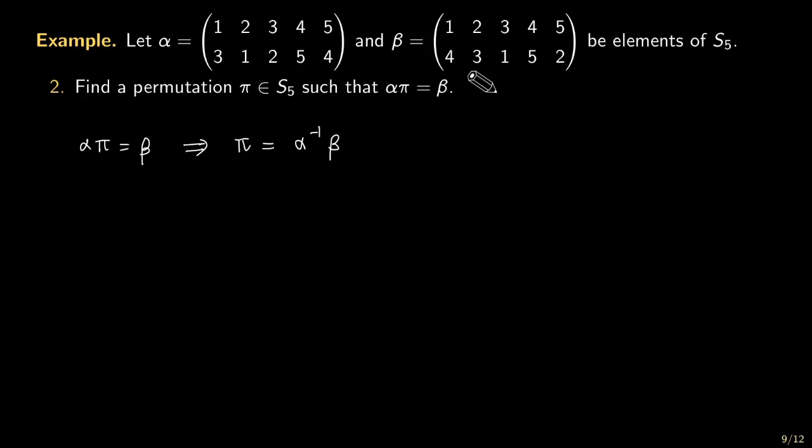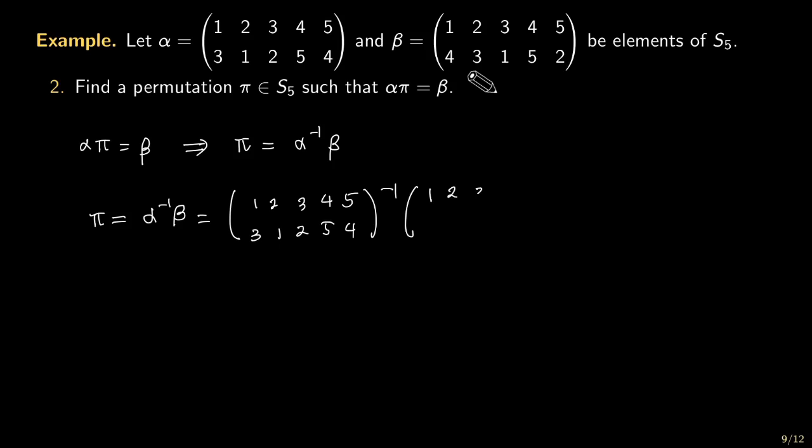So we have to get alpha inverse. So this is alpha inverse. So let me just write alpha inverse times beta all over here. 2, 3, 4, 5, 3, 1, 2, 5, 4. Let's put the inverse times beta. Beta is 4, 3, 1, 5, 2.